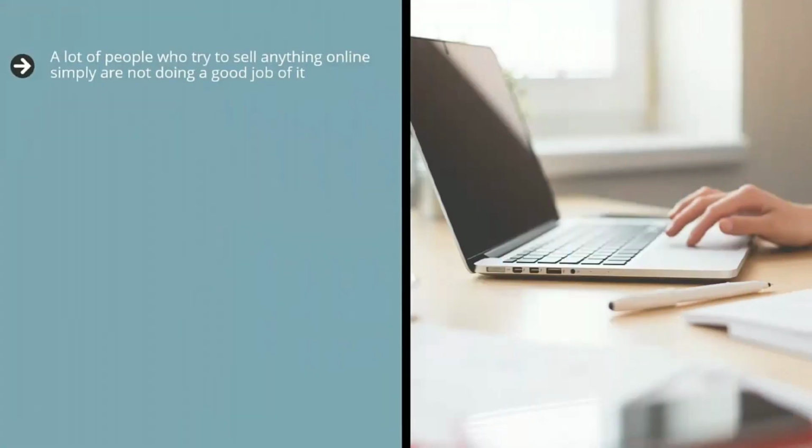Introduction. A lot of people who try to sell anything online simply are not doing a good job of it. This is the main reason why the vast majority of people trying to sell affiliate products simply can't make a living off their online marketing. It's not because these people are dumb. It's not because they are incapable of making money online.